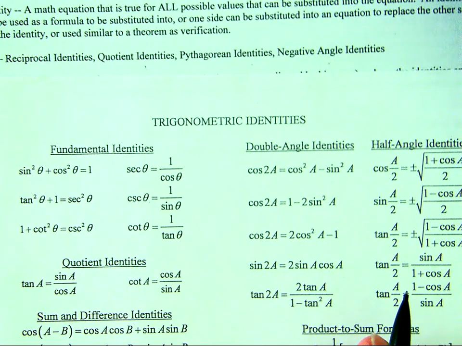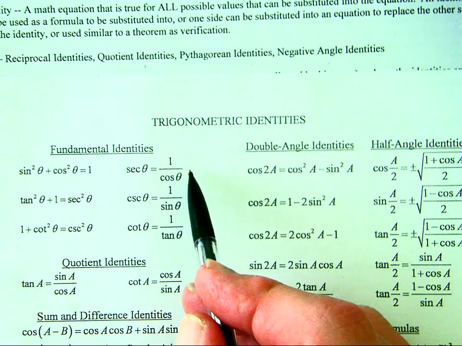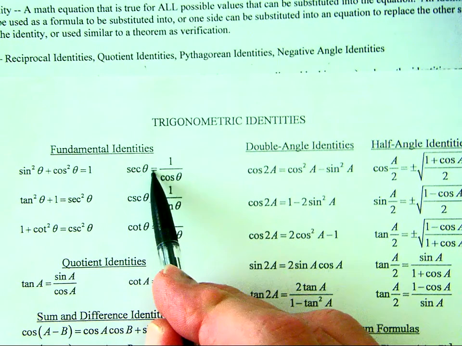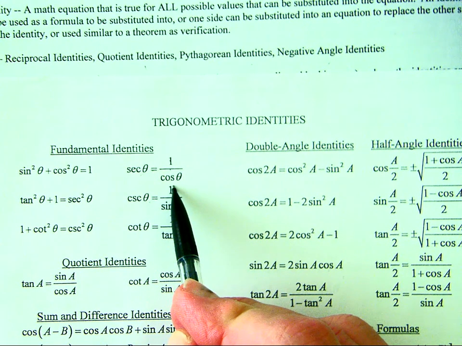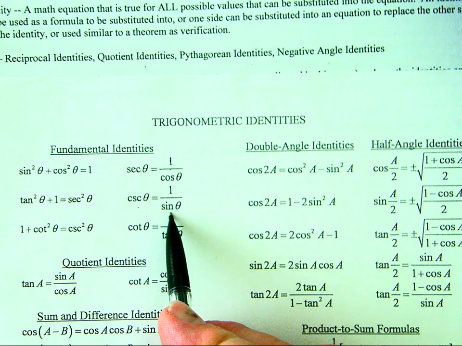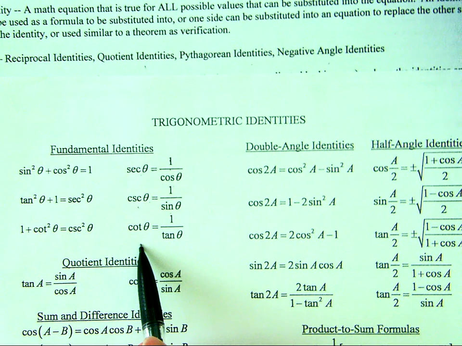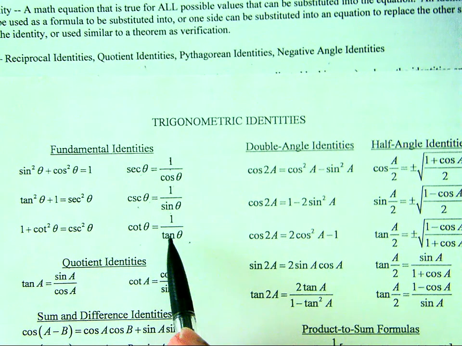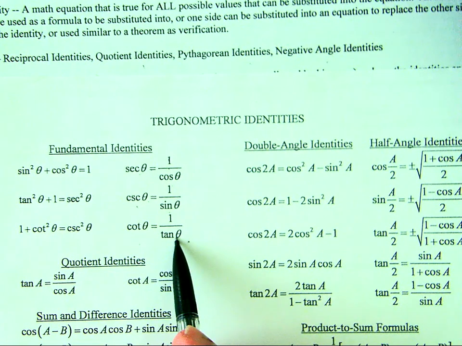Now, the reciprocal identities we've actually already used. That's these right here. We know secant is the reciprocal of cosine. We know cosecant is the reciprocal of sine. We know cotangent is the reciprocal of tangent. So those are the reciprocal identities right there.